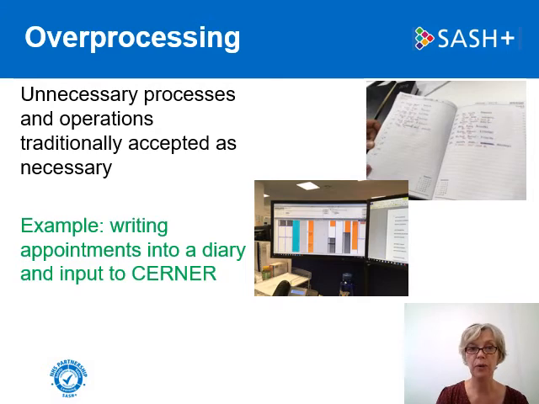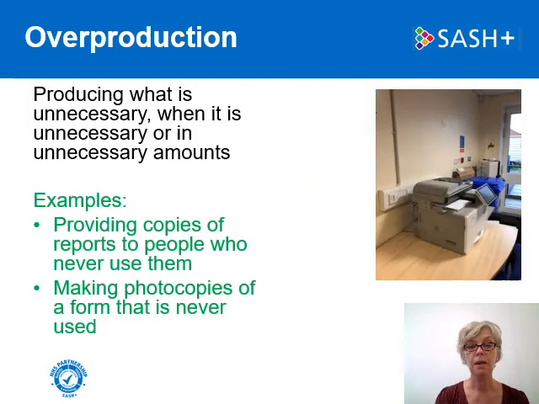Coming now to over-processing: unnecessary processes and operations that are traditionally accepted as necessary. For example, writing appointments into a diary and also inputting them into Cerner. Moving around our waste wheel, we come to overproduction: producing what is unnecessary, when it is unnecessary, or in unnecessary amounts. Do you provide copies of reports to people who never use them? Do you make photocopies of a form that is never used?